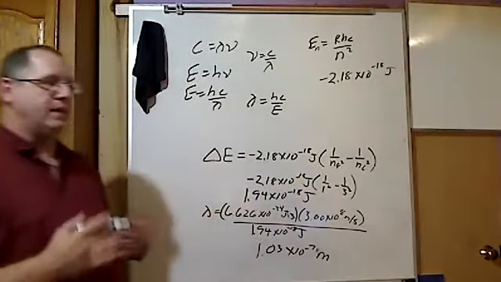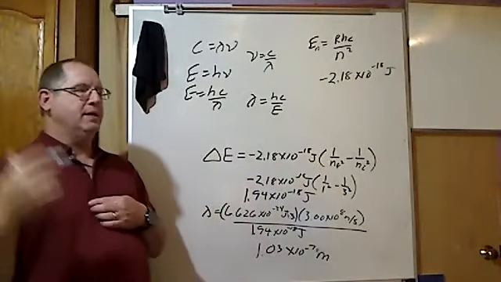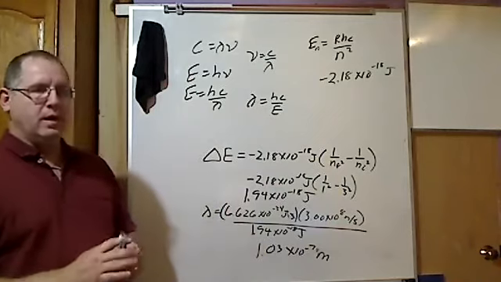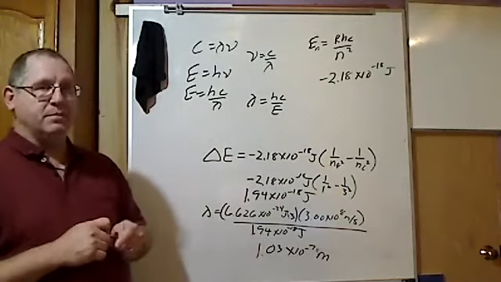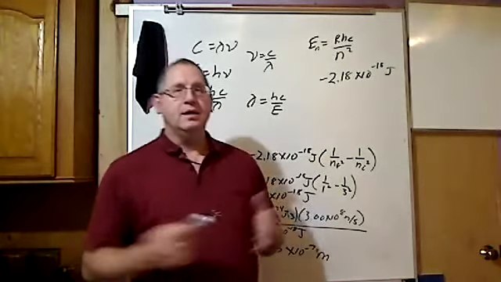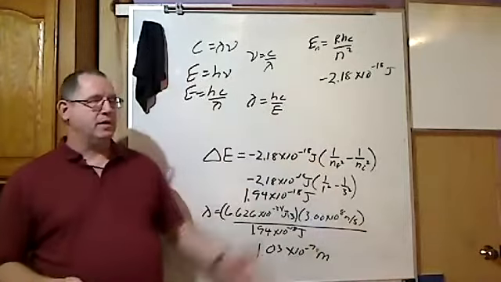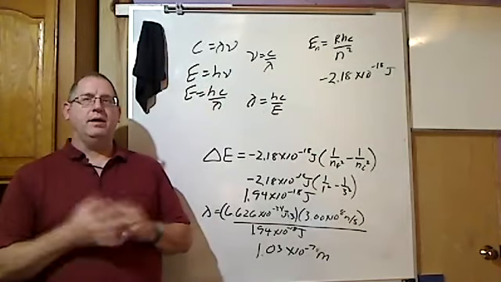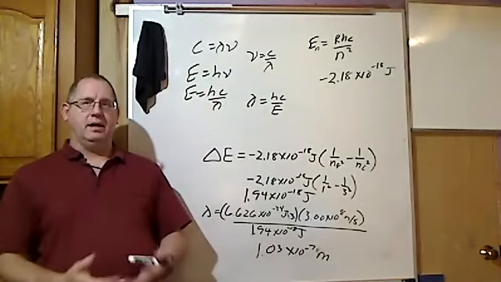Often we want to convert that to nanometers. So if I multiply by 10 to the 9th nanometers per meter, I end up with 103 nanometers, which tells us that this is not visible. Remember, the visible range is 400 to 700 nanometers. So this is how we can take a look at the Bohr model of the atom. I'll be doing another video shortly on quantum numbers and the electrons in the atom.